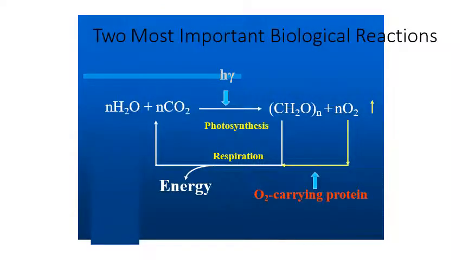Now there are two major biological reactions occurring in biology. One is photosynthesis, where carbon dioxide and water, in the presence of sunlight, combine to produce carbohydrate and generate oxygen, which is utilized by mankind and the entire plant and animal kingdom. And the reverse part: using this carbohydrate, in the presence of oxygen, the oxygen carrying proteins in biology produce energy.